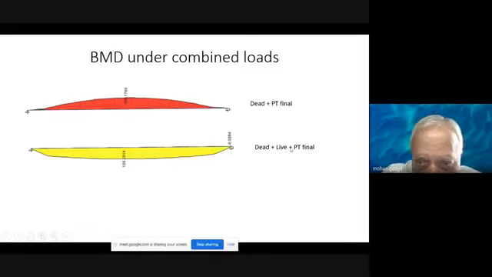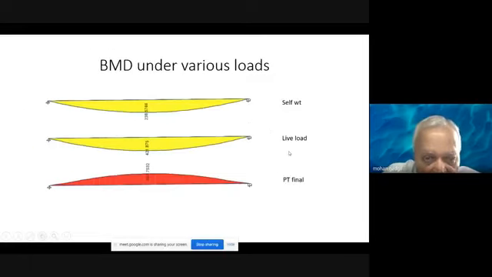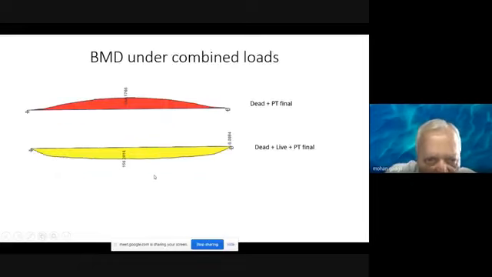While the second loading combination that we get is dead plus live plus PT final. So we are combining all the three, that is this 238, then I got this 421, and this 507 subtracted from that. The result is that there is some positive moment left at the midspan. So we now see that the bending moment under combined load is later used to check whether the beam is safe or not and so on.